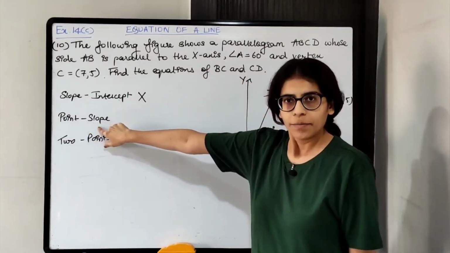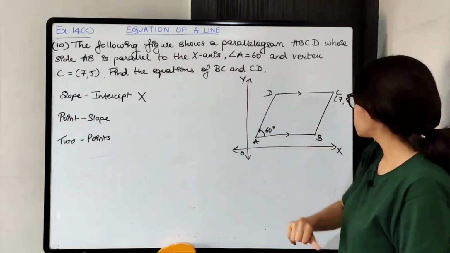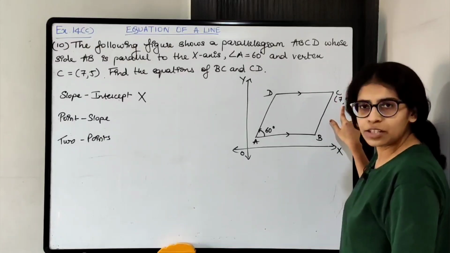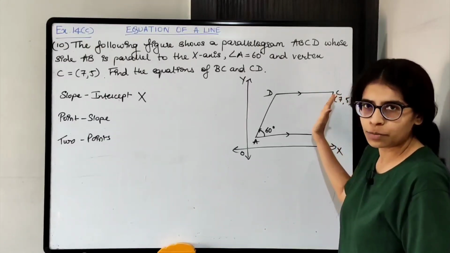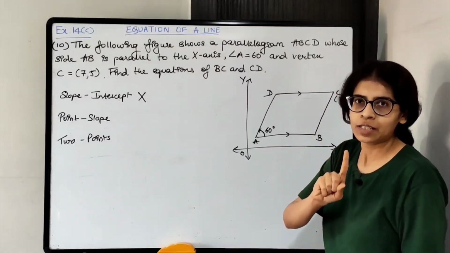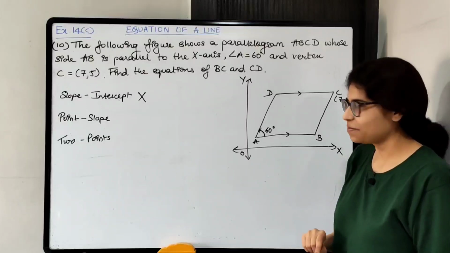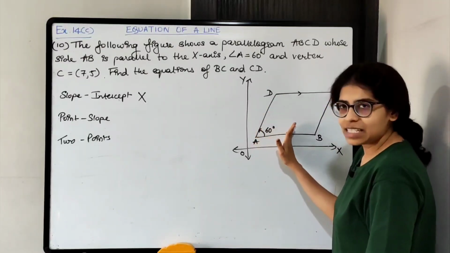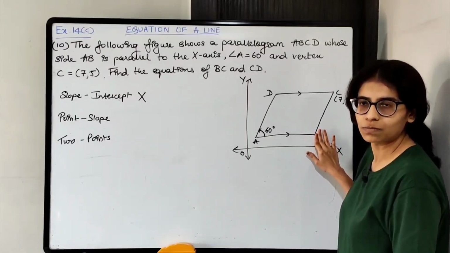Point slope: for that you need the coordinates of one point and the slope. So I know the coordinates of C. For BC, I know the coordinates of C, right? C is lying on BC. So one point's coordinates are known. Can I find out the slope? Yes. Angle A is 60. So this angle will also be 60.